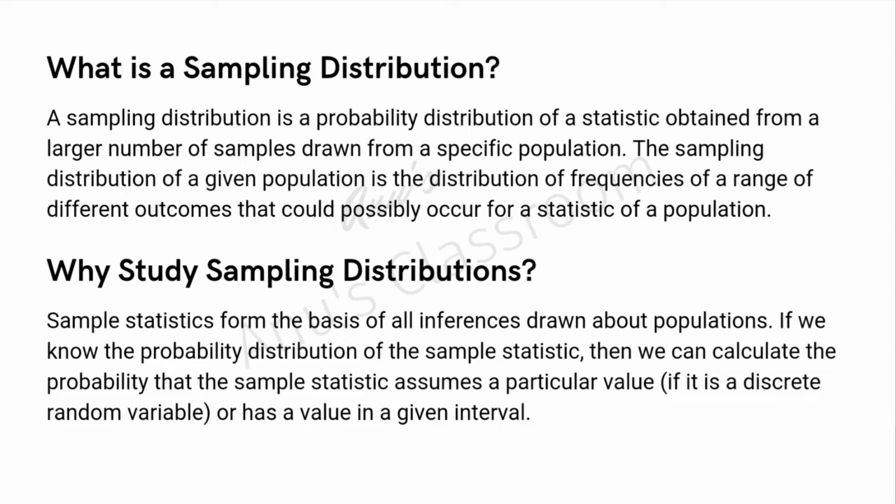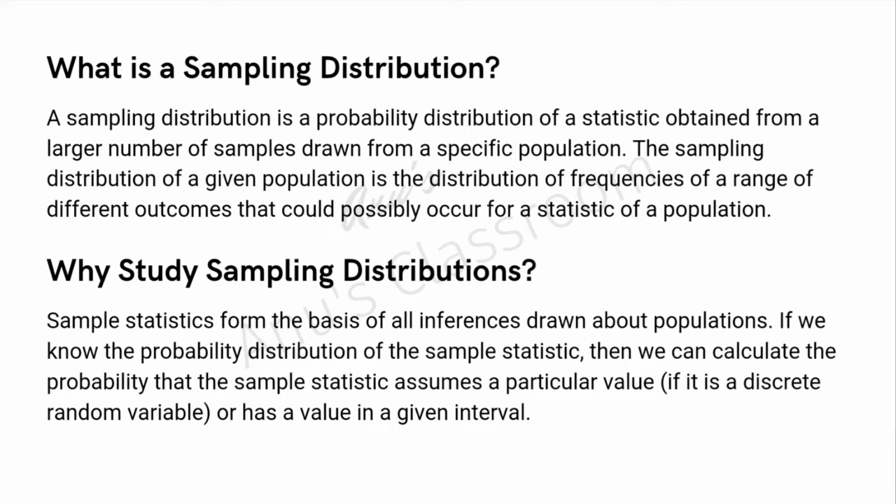Once we have created or selected our sampling methods and actually collected those samples, the next thing that we do is to create sampling distributions. A sampling distribution is a probability distribution of some statistic. A statistic is a characteristic of the sample. A characteristic of the population is called a parameter. Similarly, a characteristic of your sample is called a statistic. And that statistic will be obtained from a large number of samples that are drawn from a specific population.